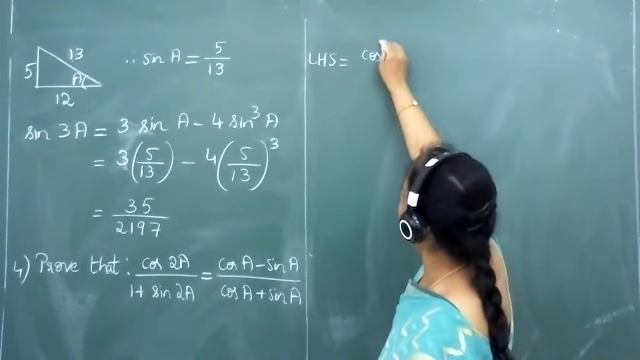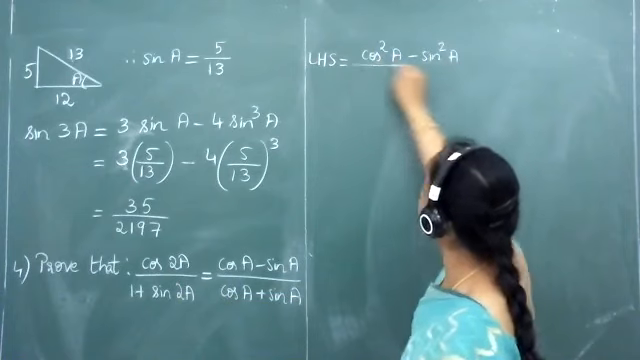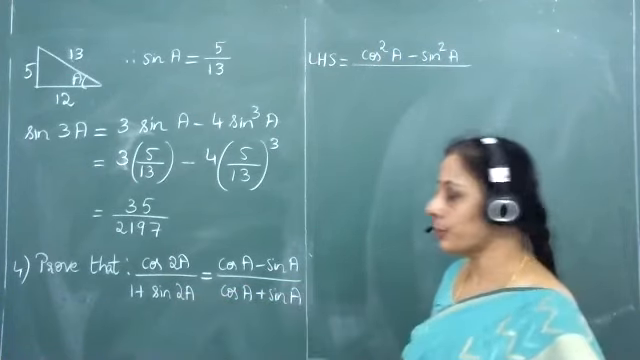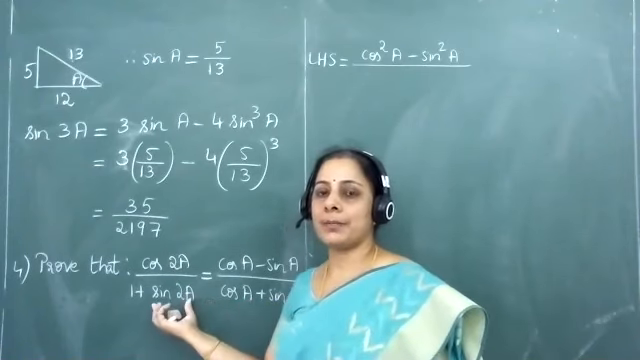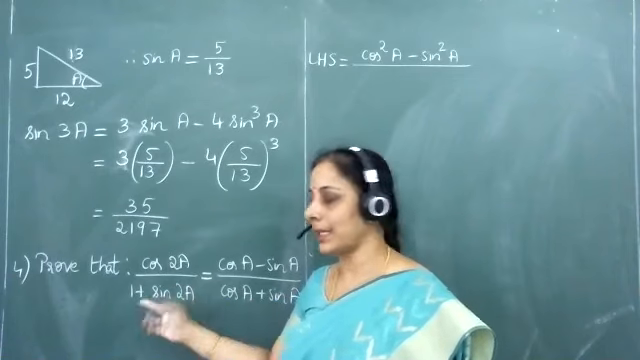Cos 2a in the numerator will be rewritten as cos squared a minus sin squared a. In the denominator we have 1 plus sin 2a. Sin 2a gets replaced as 2 sin a into cos a. We have no other option there.